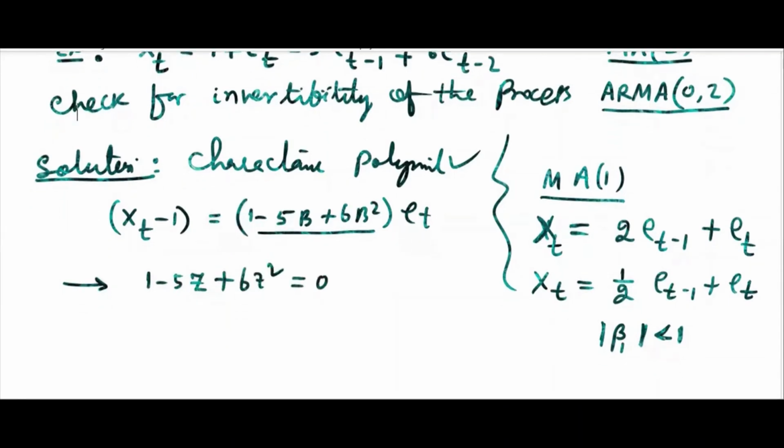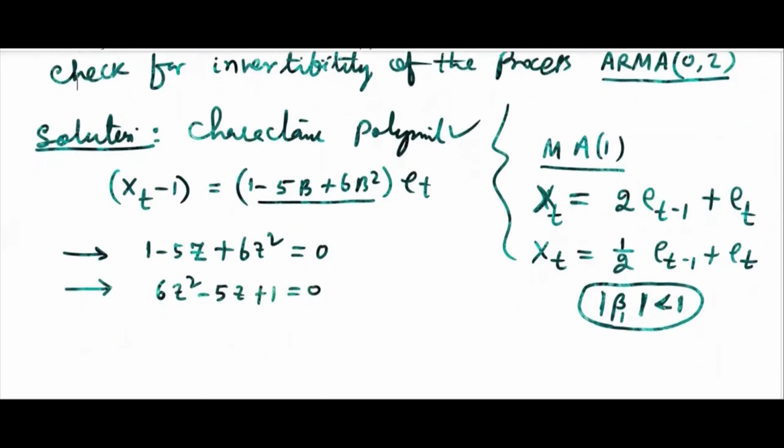Instead of checking whether the coefficients are less than 1 in absolute value, which is true for MA(1), you have to find the roots of the characteristic polynomial, similar to AR(p) when you are checking for stationarity. So here you will get 6z squared minus 5z plus 1 is equal to 0. I don't think the roots here will be greater than 1 in absolute value, so you can check it. If I'm not wrong, you will get the roots 1 by 2 and 1 by 3. So they are not greater than 1 in absolute value.